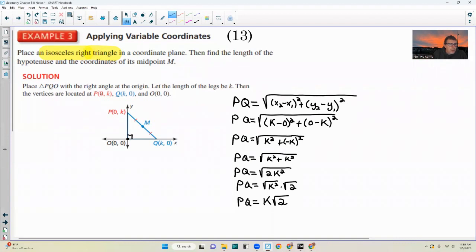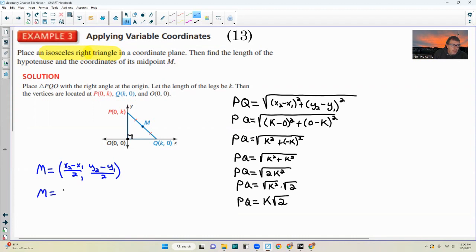All right. So what did it ask us to do? Find the length of the hypotenuse and the coordinates of its midpoint M. So I have not found where M is yet. I know the length is k root 2. So now I have to find the midpoint using the midpoint formula. So the midpoint formula is parentheses x1 plus x2 divided by 2, comma, y1 plus y2 divided by 2.